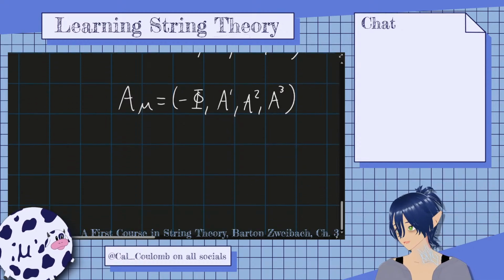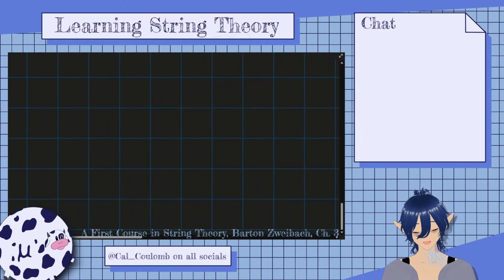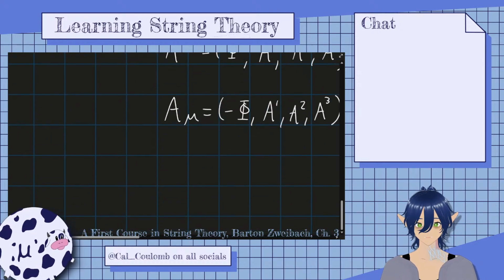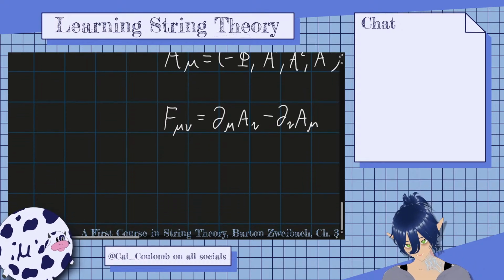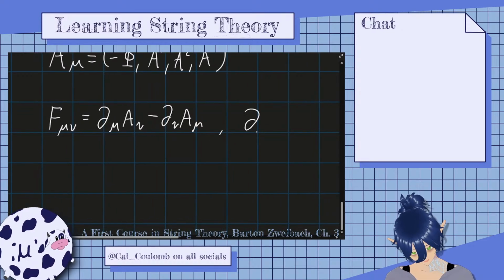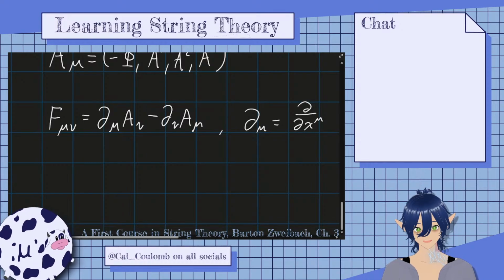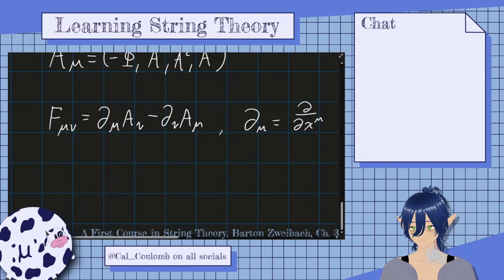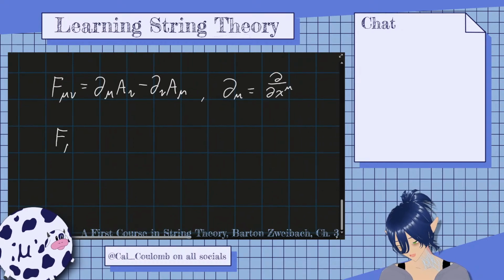From A_mu with a lower index, we create an object known as the electromagnetic field strength, F mu nu. And so F mu nu is equal to partial mu A nu minus partial nu A mu, where here partial mu just means the partial derivative with respect to the x mu coordinate. Equation 3.15 implies that F mu nu is antisymmetric, so therefore F mu nu is equal to minus F nu mu.